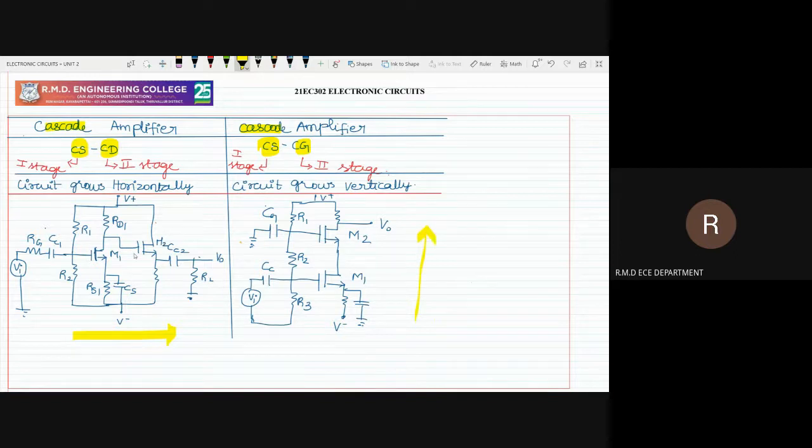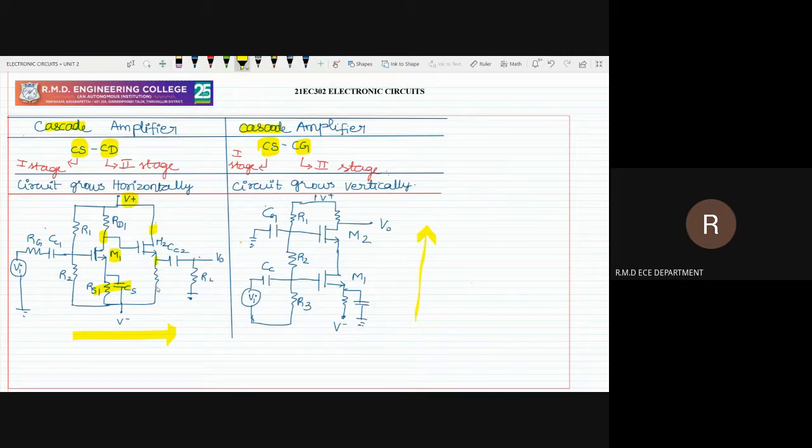Clear? So in the first stage of the cascade amplifier, it is common source, meaning this source has to be grounded and then output has to be taken at the drain terminal of the M1 transistor. It has to be connected either through direct coupling, RC coupling, or a transformer coupling. In general, we use direct or normal coupling. Then your M2 transistor is a common drain.